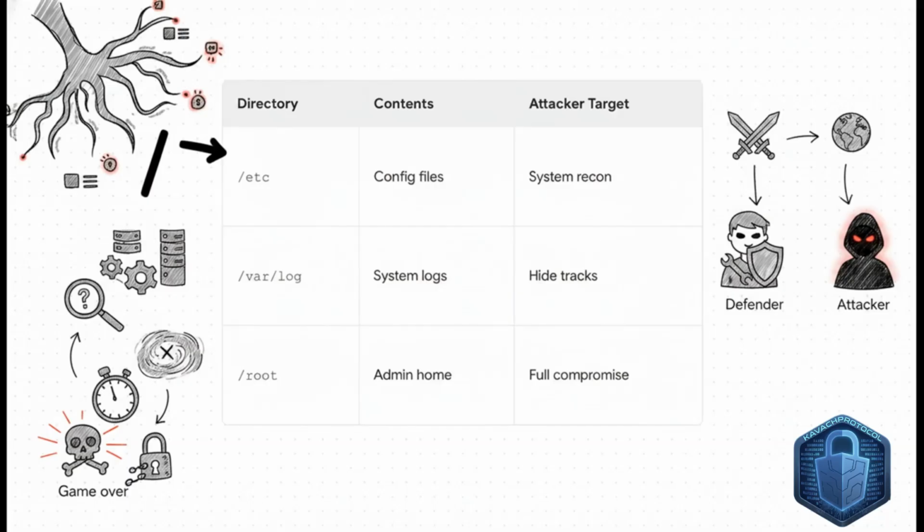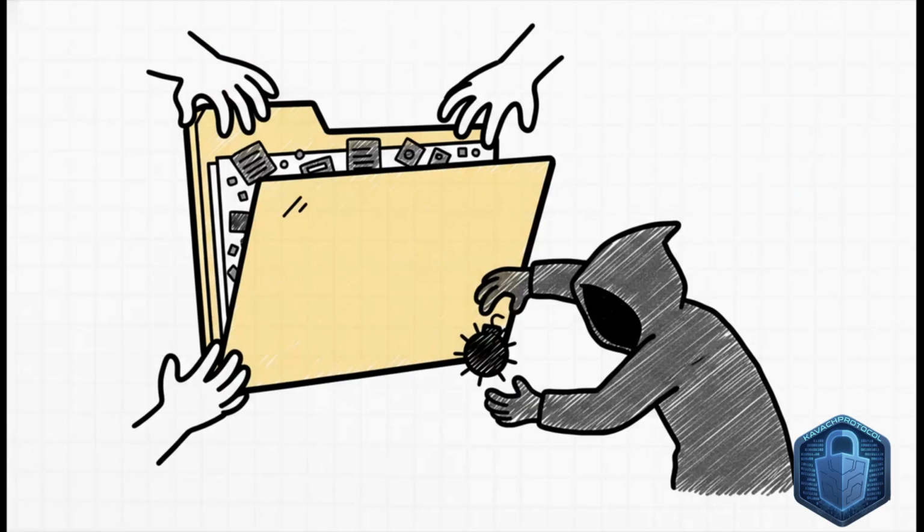Then there's /var/log, the system logs. To you, that's a total goldmine for forensics, but to an attacker, it's a massive liability that has to be cleared out to hide their tracks. And /root, that's the admin's home directory. If an attacker gets into /root, full compromise. It's game over. But there is this one directory that attackers absolutely love, and that is /tmp.